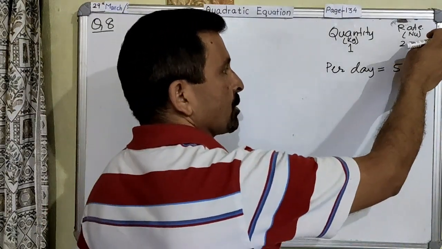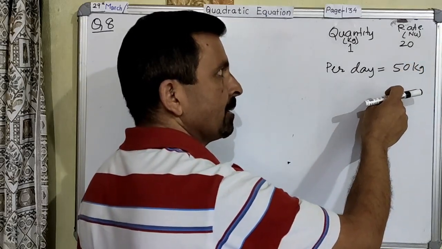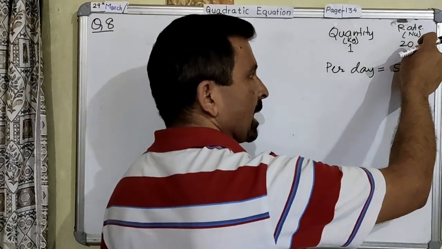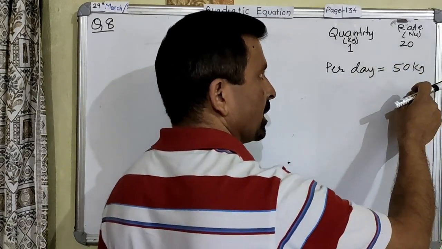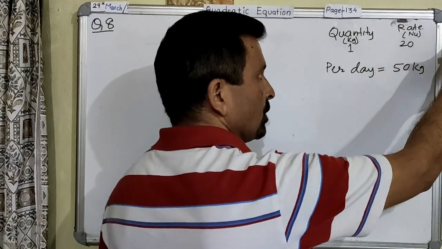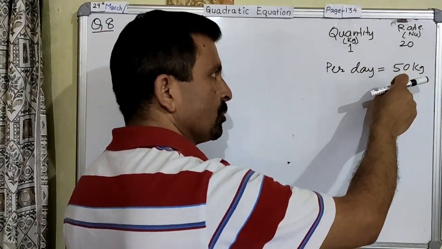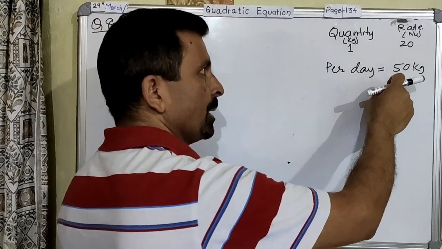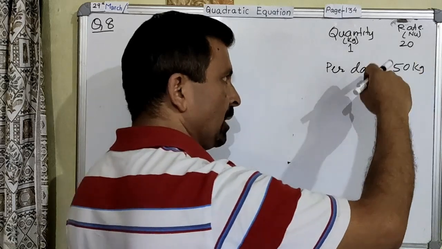So for the 21 rupees rate, the sale will become how much? 49 kg. If this increases by 1 more rupee, the price will now go to 22 Newton. Now the price has increased by 2 Newton, therefore the sale will go down by 2 kg. So for every increase in the price by 1 Newton, the sale will decrease by 1 kg.